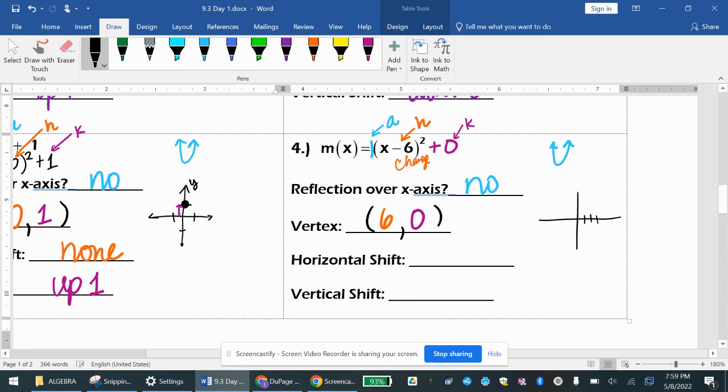6, 0 is on the x-axis. So to get there, I need to go to the right 6 and not go up or down. Okay, so simplemente ir caminar 6 a la derecha, no necesito subir o bajar. So I just need to go right 6, pero no subir o bajar. So there's no vertical shift.